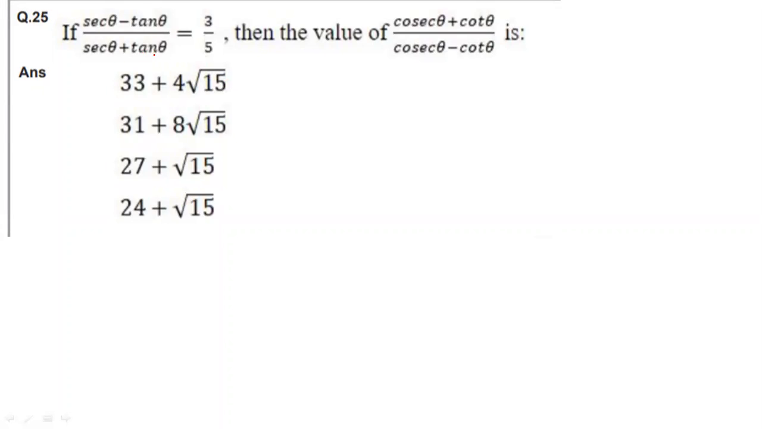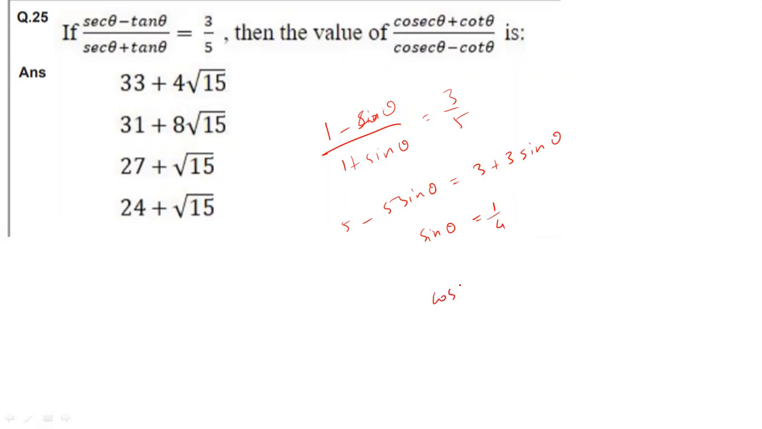Secant minus tan, secant plus tan is given. Cosecant plus cot, cosecant plus. Secant means 1 by cos, tan also 1 by cos. So if I remove cos, I'll get 1 minus sin theta by 1 plus sin theta is equal to 3 by 5. So 5 minus 5 sin theta is equal to 3 plus 3 sin theta. This gives me the sin theta value. If I send this side, 8 sin theta equals 2, sin theta equal to 1 by 4. If sin theta is 1 by 4, cos theta is root of 1 minus 1 by 16, which is root 15 by 4.